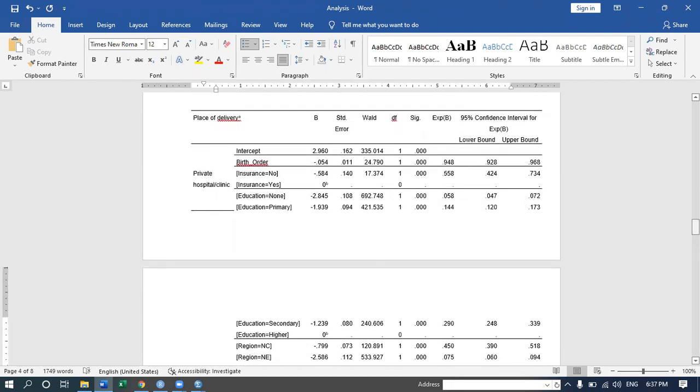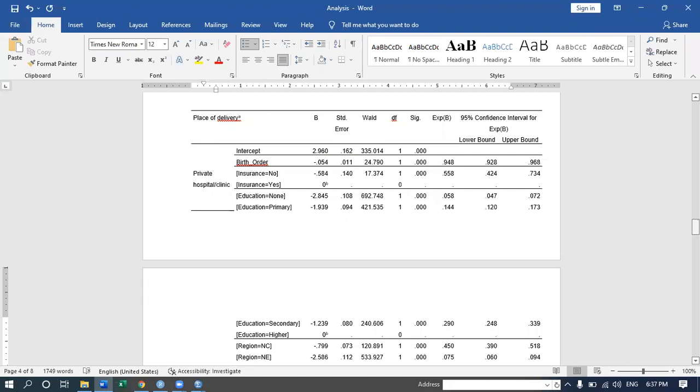That's how to interpret quantitative variables. You talk about a unit increase in the birth order. What will it result in? It will either decrease the relative risk or decrease the odds. So a unit increase, that's how to interpret it.